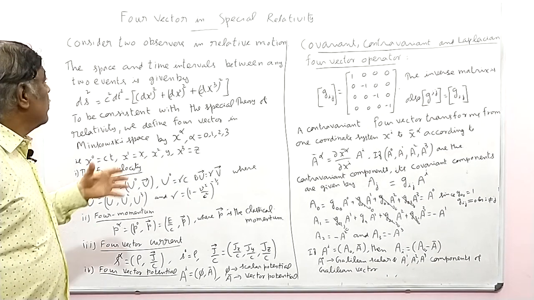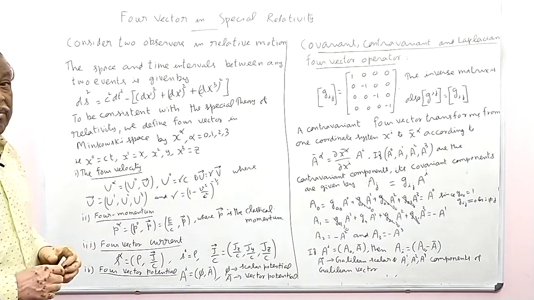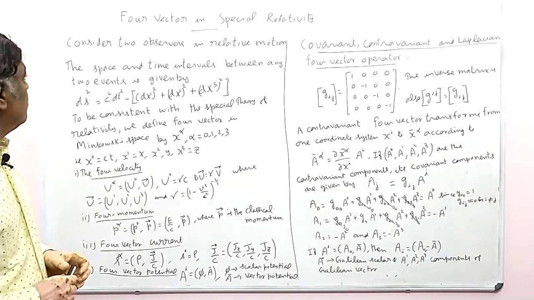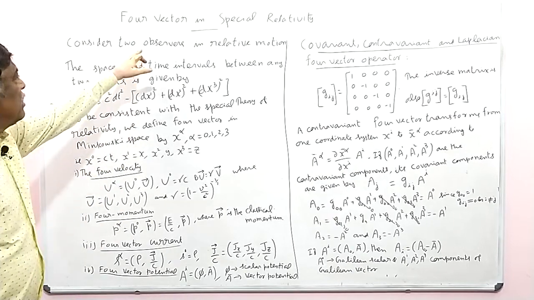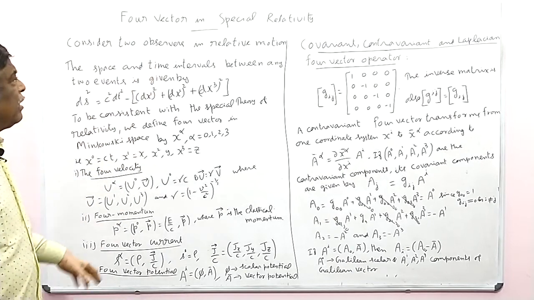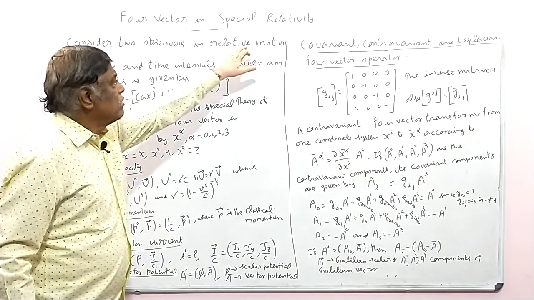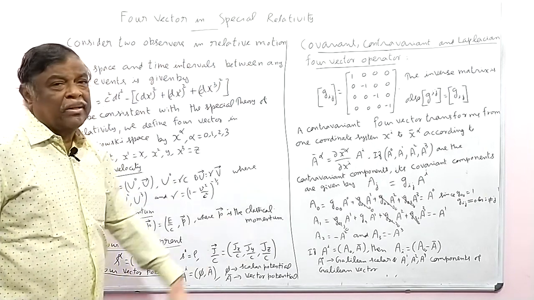Now we are going to discuss four vectors in special relativity. Now consider two observers which are moving in relativistic motion. So the two observers are in relativistic motion.